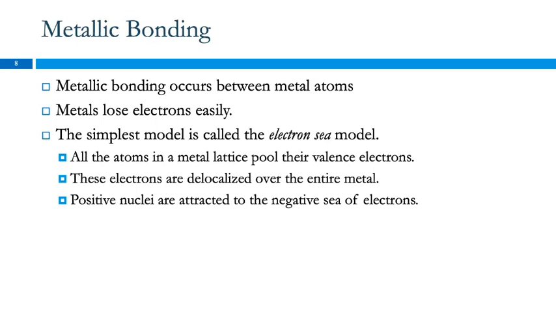The electron sea model is the simplest model. All the atoms in the metal lattice, so you've got a bunch of different metal atoms all lined up in this solid, are going to pool their valence electrons. And so the valence electrons are just free to roam about the entire piece of metal, like a sea of electrons.